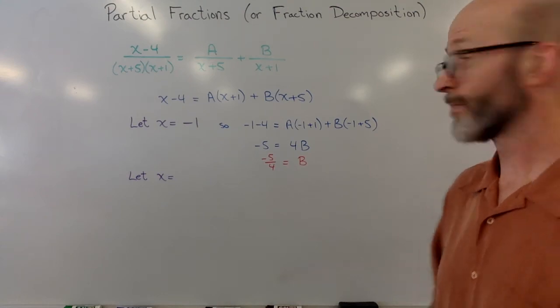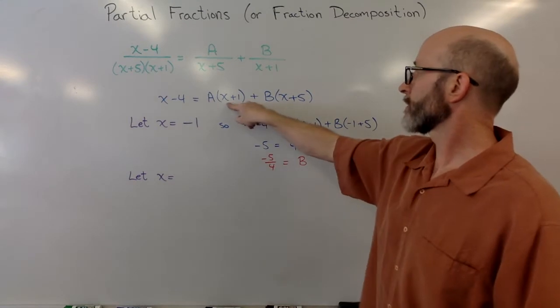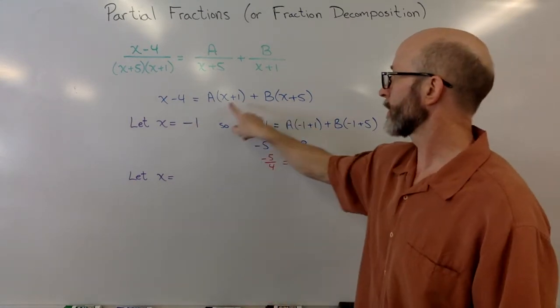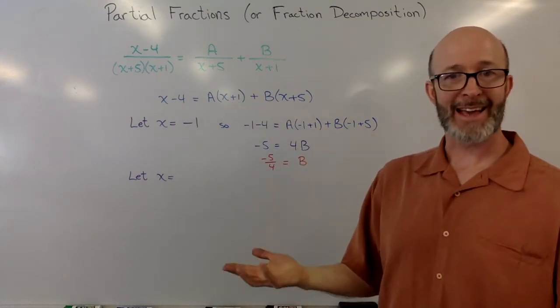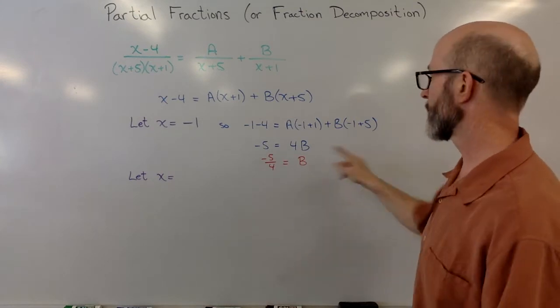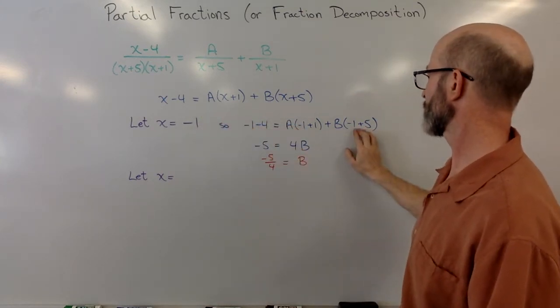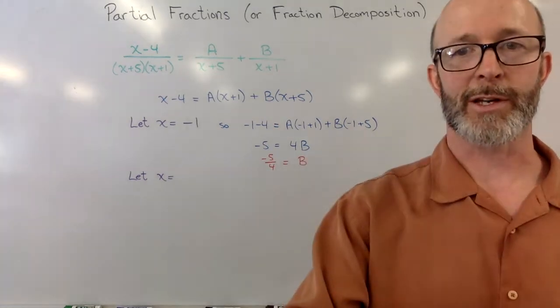To continue, since x can be any number, I'm going to pick a number that's going to eliminate one of those unknowns. I don't know a or b, but if I let x equal -1, this becomes 0 times a. A is eliminated from my equation. When I plug it in, -1 minus 4 is -5. -1 plus 5 is 4. I can solve for b. Now I know part of the equation.